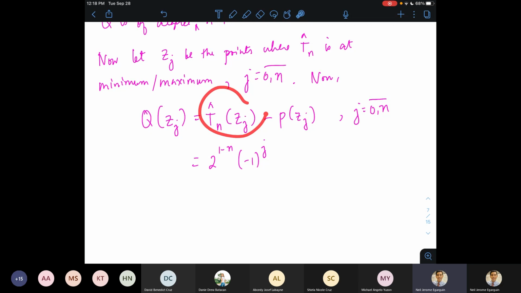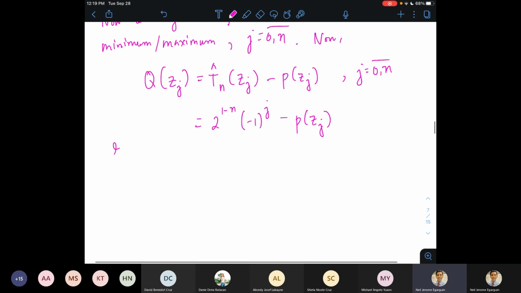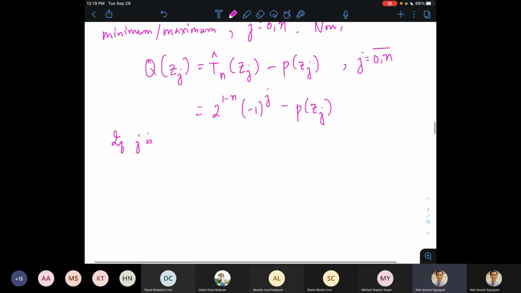Okay, kasi ang maximum value niya, or yung maximum at minimum niya is either negative 2 to the 1 minus n or positive 2 to the 1 minus n. And then the j determines whether I get a positive 1 or a negative 1 for the cosine. Okay? Kaya siya yung nagde-dictate ano yung sign ng value. Okay? And then minus p of zj. Now, if j is even, then we'll have q of zj ay equal kay 2 to the 1 minus n minus p of zj. Okay.